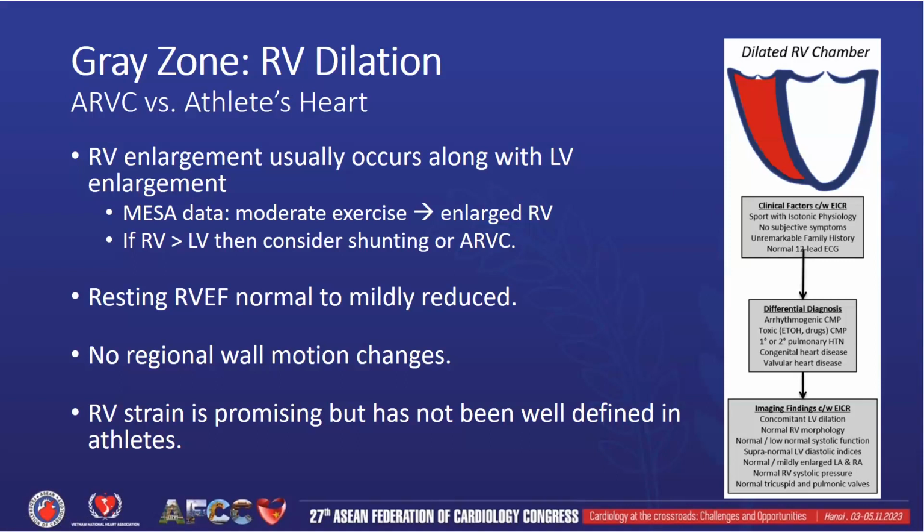If you're looking at the heart and the RV is greater than the LV in size, then we should be considering other types of situations such as shunting or AVC, and that would be an indication that additional testing might be needed. Again, similar to the LV, the resting right ventricular ejection fraction may calculate a little bit low, but there shouldn't be any regional wall motion changes. That's one of the clear classic findings or pathognomonic findings of arrhythmogenic right ventricular cardiomyopathy.